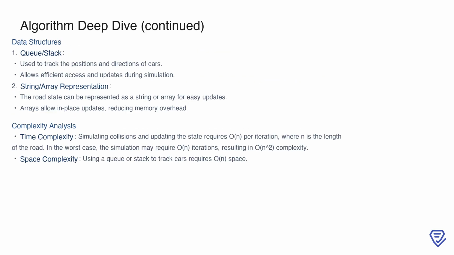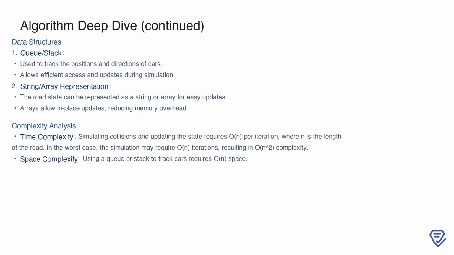To implement this solution, we rely on specific data structures. A queue or stack is particularly useful for tracking the positions and directions of cars, as they allow efficient access and updates during the simulation. Additionally, the road can be represented as either a string or an array. Using an array enables in-place updates, which can reduce memory overhead.